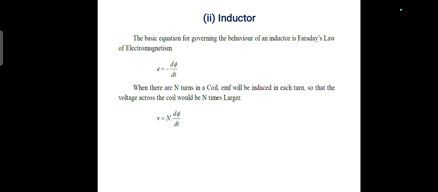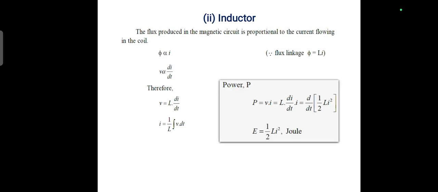When there are n turns in a coil, EMF will be induced in each turn, so the voltage across the coil would be n times larger. So the voltage V is equal to n into d phi by dt. The flux produced in the magnetic circuit is proportional to the current flowing in the coil, so phi is directly proportional to I. That is, flux linkage phi is equal to L into I. So V is proportional to di by dt. Therefore, V is equal to L into di by dt, and I is equal to 1 by L integral V dt.